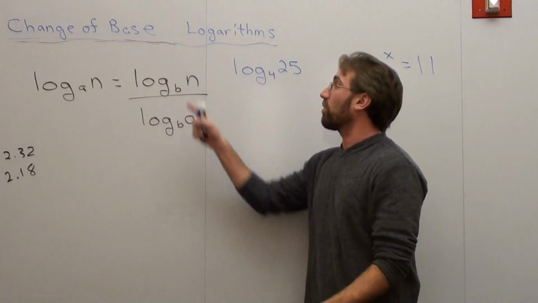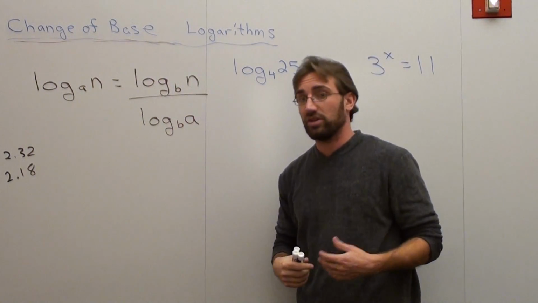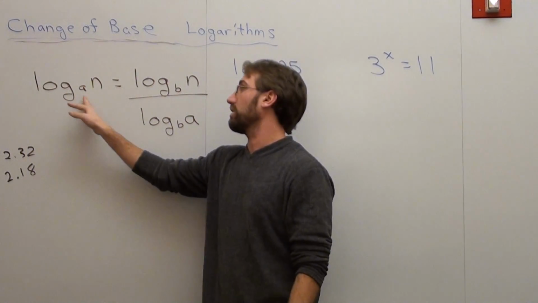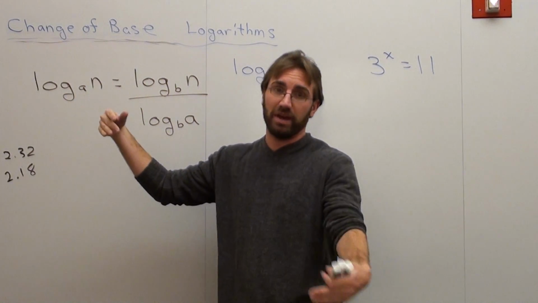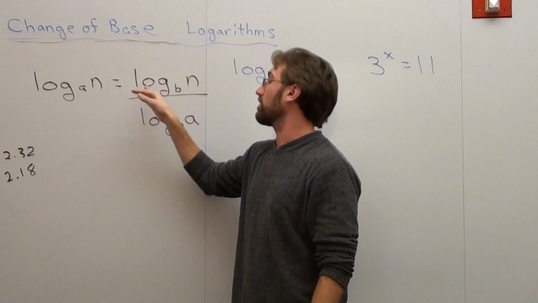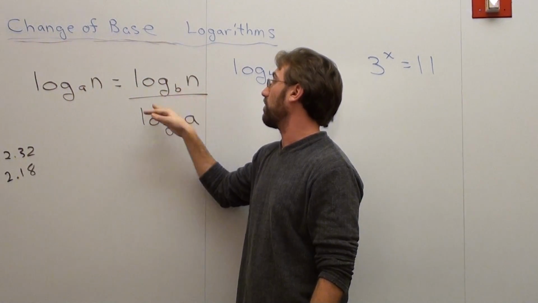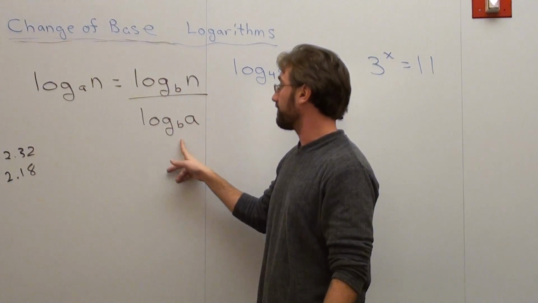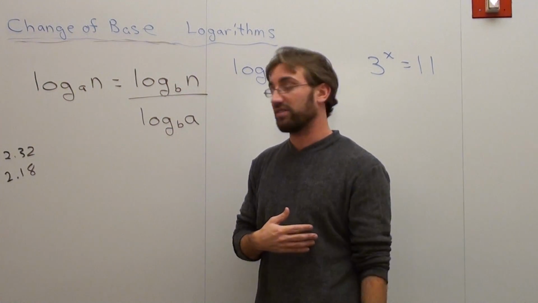Hello again. We're working with the change of base formula for logarithms, and basically what it states is that the log of specific base, doesn't really matter what it is, of n, is equal to the log of base b of n over the log base b of a. And it should be noted that b is going to end up being the log of base 10.